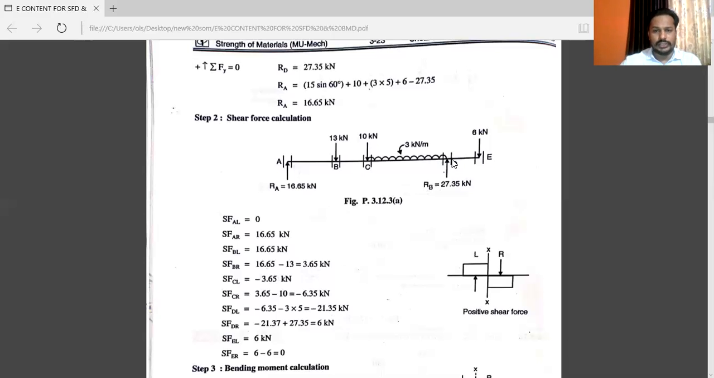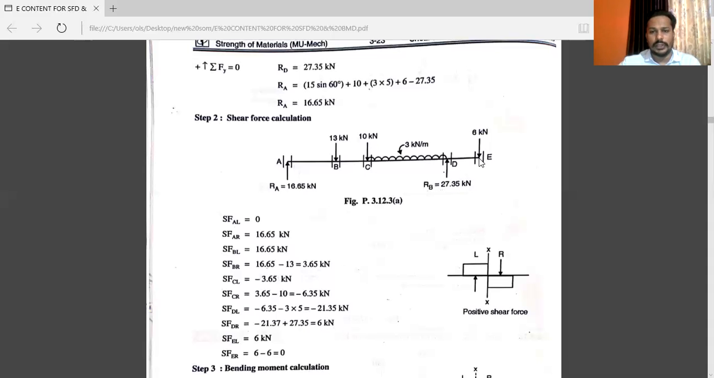At point D just to the right. Next step, you have to consider all left side forces. RA positive minus 13 minus 10 minus 3 into 5 plus 27.35. The answer will be 6 kilonewton.